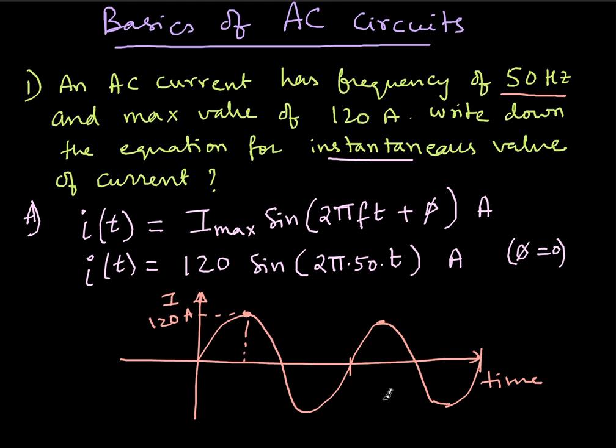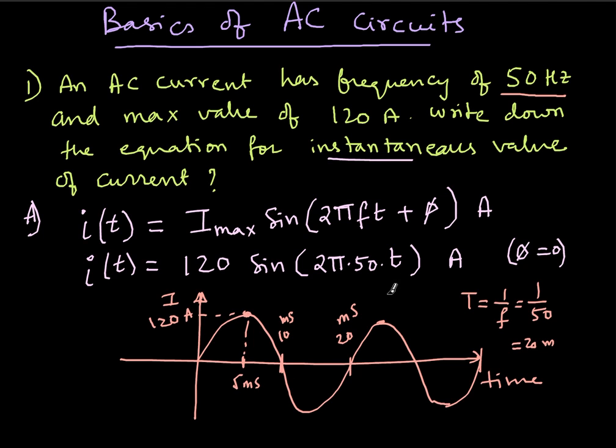Sorry, in 1 second, I have 50 cycles. So to get the time period, that is capital T, I just have to divide by the frequency. So that is 1 by 50. So I get 20 milliseconds for that. So this value is 20 milliseconds. Therefore, half of it is 10 millisecond, and further half of that will be 5 millisecond. So in 5 millisecond, it achieves the maximum value.